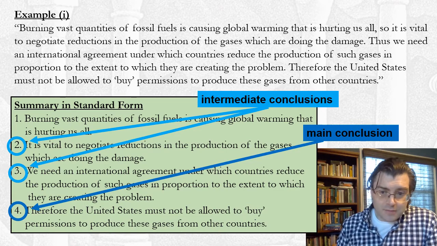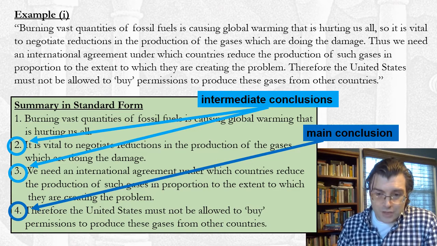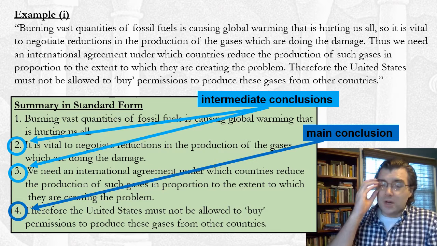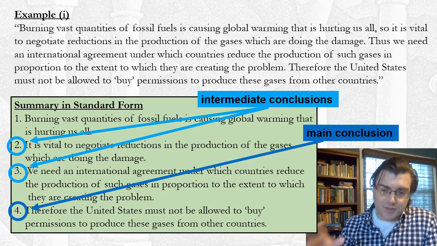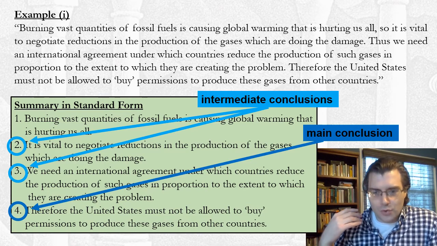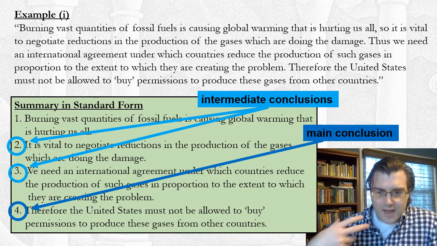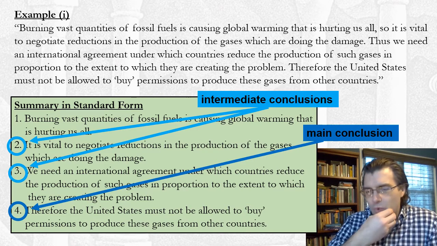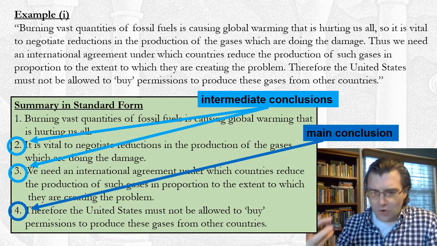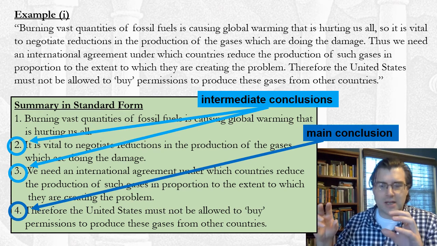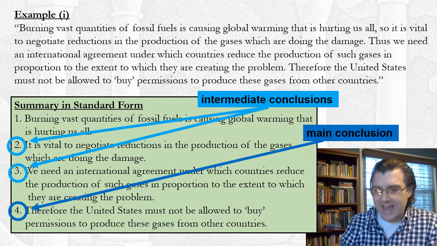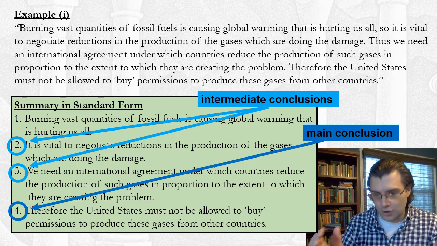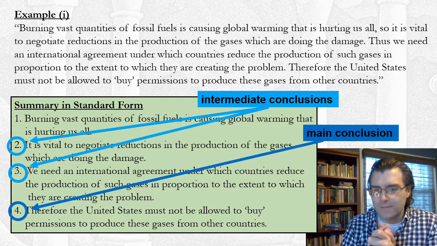It shows up at the end of the standard form summary as the main conclusion, because it's pretty clearly the thing that all of the other statements in the passage are intended ultimately to support. It's what the person who has written or spoken this passage is probably trying to convince us of most of all. And everything else in the passage is supposed to be evidence for that conclusion. And that's why it deserves to be put at the end of the standard form summary as the main conclusion, okay?